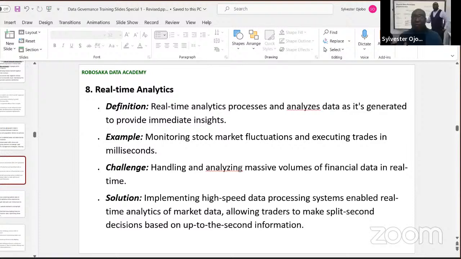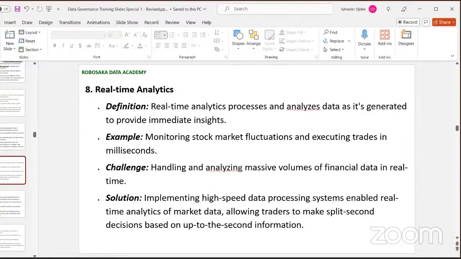So in order to have immediate understanding of what the data is. For example, monetary stock market fluctuations, an executed trade in milliseconds. So as the market is fluctuating, you analyze immediately and know when to buy, when to sell. Yes. That is real time.